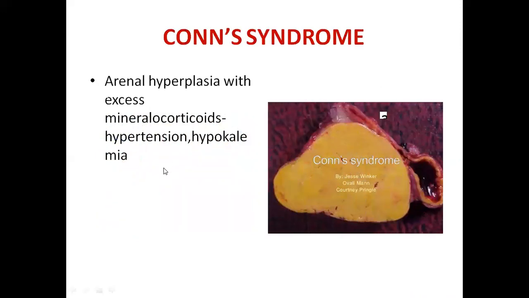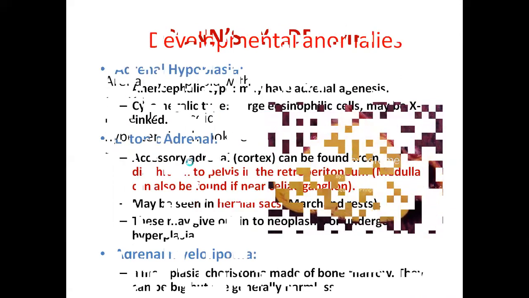There is a condition, Conn syndrome, adrenal hyperplasia with excessive secretion of mineralocorticoids. The patient will suffer with high blood pressure and low potassium levels in the blood. That is hypertension and hypokalemia.